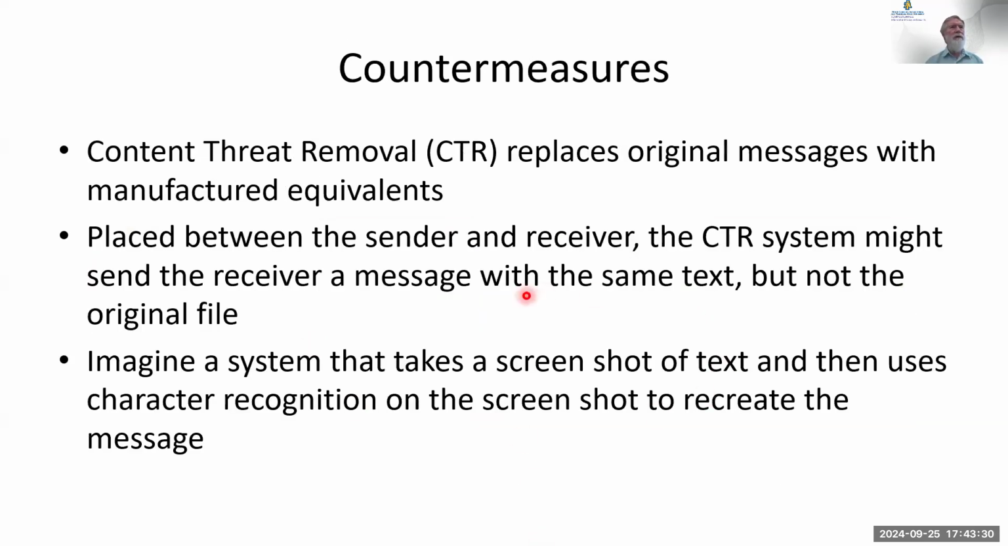Okay, what can you do about all this? How can you stop and prevent steganography? Well, content threat removal is basically replacing the original message with new content. Imagine you have an image, and you aren't sure about it. You can take a screenshot, or say you have a file with text and you know what's in there. You can take a screenshot of the file and then do character recognition of what's on there. And now you'll have only what appears and you won't have any secret information.